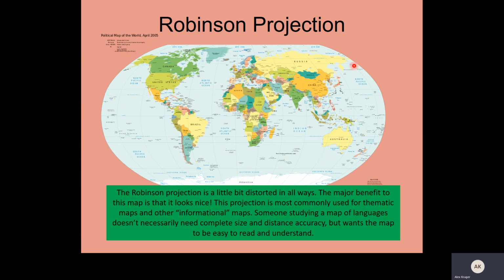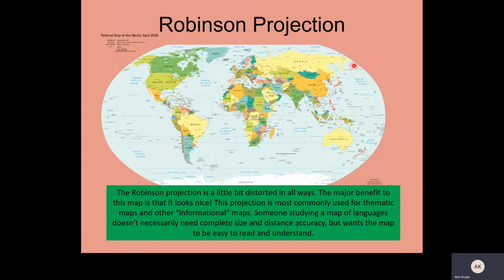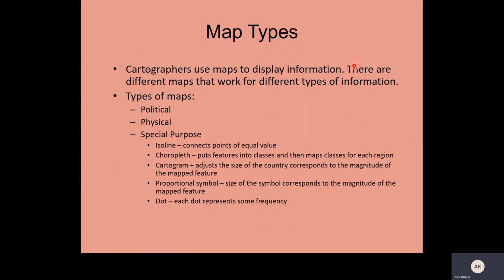There's hundreds of different map projections. We're only covering the popular ones. But for all kinds of different things, you would use different projections. If you were trying to build roads, you would use a different projection than someone who was studying languages.